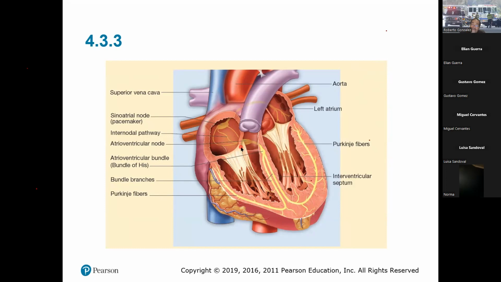Now, this is the conduction of the heart. The electrical conduction starts off right here, which is the sinoatrial node. Okay, and then it goes to both atria before it gets to the bundle of His.